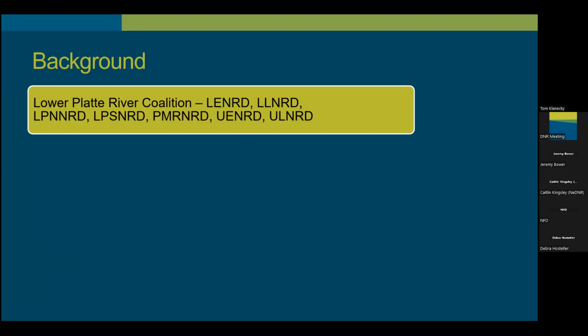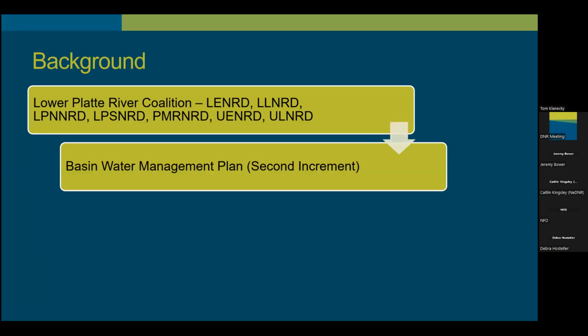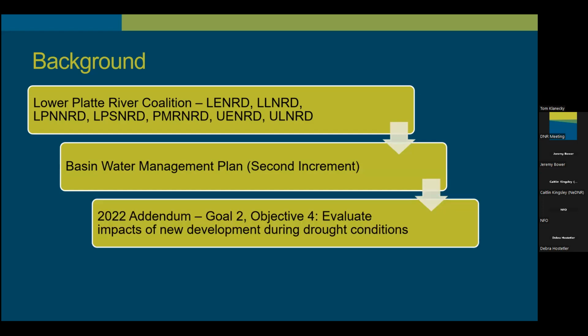So a little bit of background on this project. The Lower Platte River Coalition consists of the 7 NRDs in the Lower Platte Basin. So that would be the upper and lower Loup NRDs, the upper and lower Elkhorn NRDs, Lower Platte North, Lower Platte South, and Papio Missouri River. So together, these 7 NRDs have a basin water management plan. That's a voluntary basin-wide plan that's in its 2nd increment. And in the spring of this year, they approved an addendum to their plan.